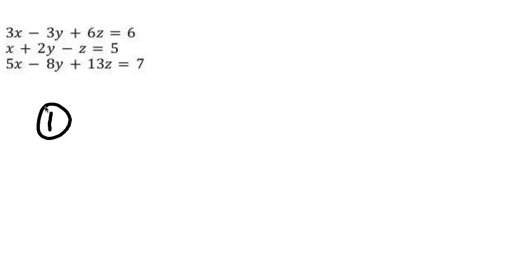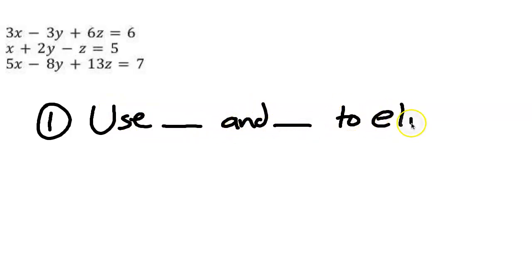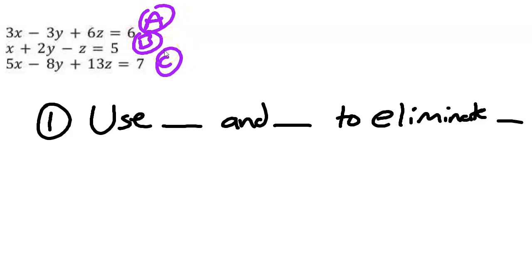And the first step for any normal system of equations of 3 variables is to use 2 equations, use blank and blank, to eliminate 1 variable. And I've never seen this problem. It's my first time looking at it, so I honestly don't know what to expect. We're discovering it together. All right, so I'll label my equations to make them easier to refer to. So let's just say A, B, and C.